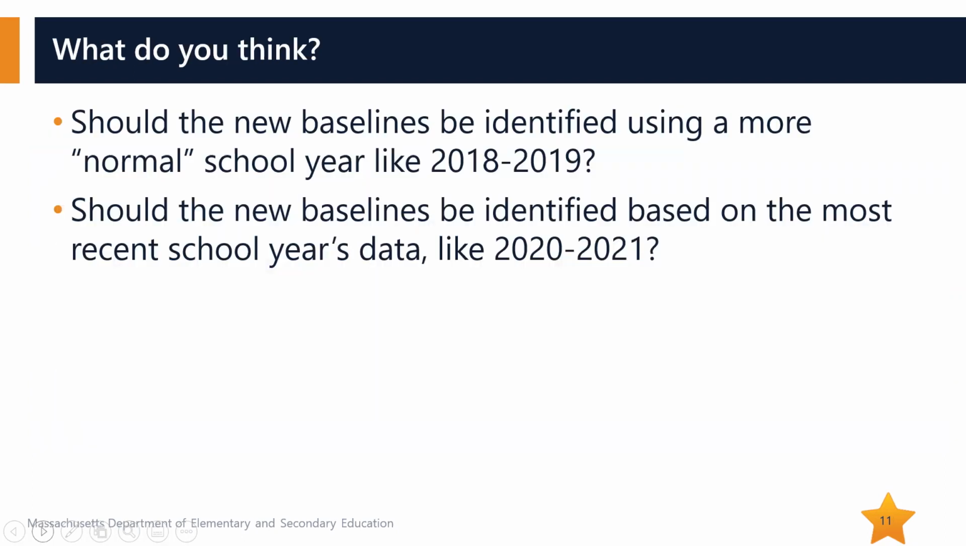What do you think? Should the new baselines be identified using a more normal school year like 2018-2019? Should the new baselines be identified based on the most recent school year's data like 2020-2021?